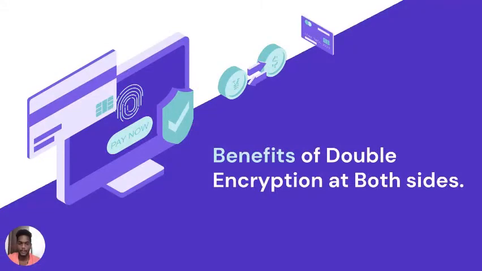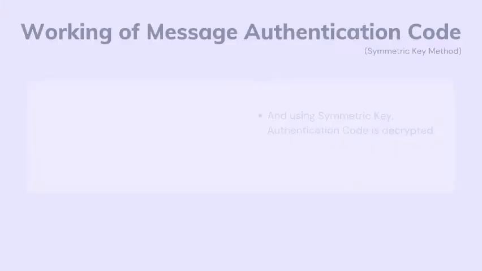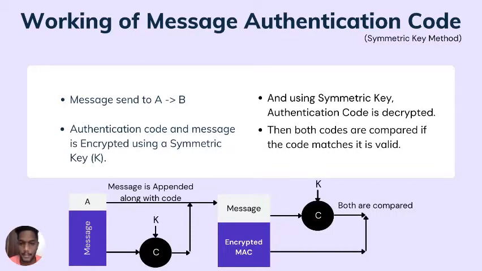So, what are the benefits of double encryption? The benefit of double encryption is that in the network there will be a public key with all the users, as I said before, but the private key will be available only to the particular user, user B or user A. For example, the public key of B is available to user A in the network, but the private key of B is available only to user B.